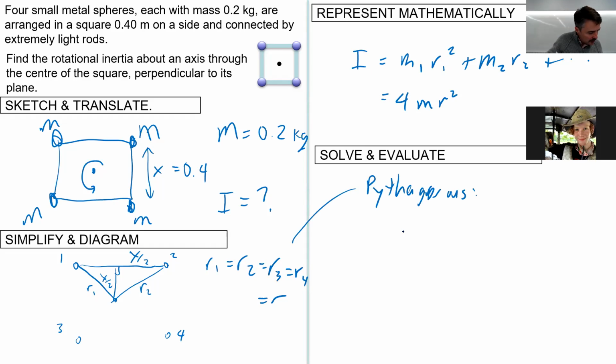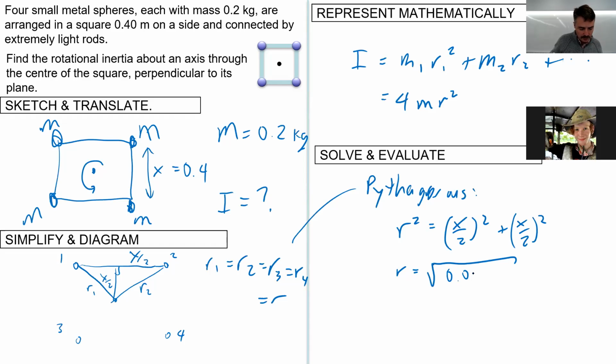to actually find this. I think that R squared is going to be equal to x over 2 squared plus x over 2 squared. So R is equal to the square root of 0.08. Well, whatever, 0.4 squared times 2. Okay, and I got that, actually, square root of 0.08.